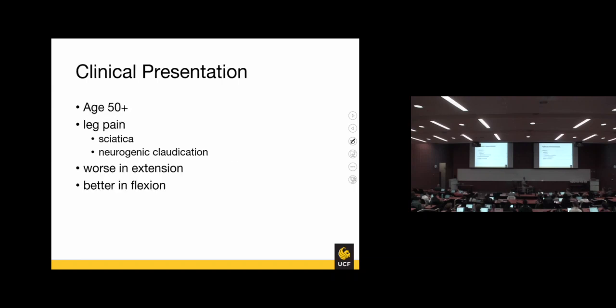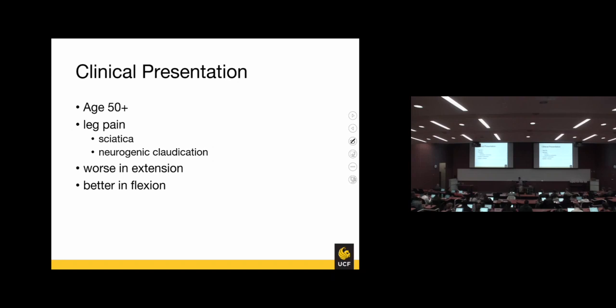All right, clinical presentations, usually over 50. They can have leg pain that's either sciatica or neurogenic claudication. So the sciatica or radiculopathy is what we talked about a minute ago, and the neurogenic claudication we'll go over in some more detail. It's typically worse in extension because when you extend, it gives more overlapping of the facet joints and actually shrinks the canal. It also shrinks the foramina.